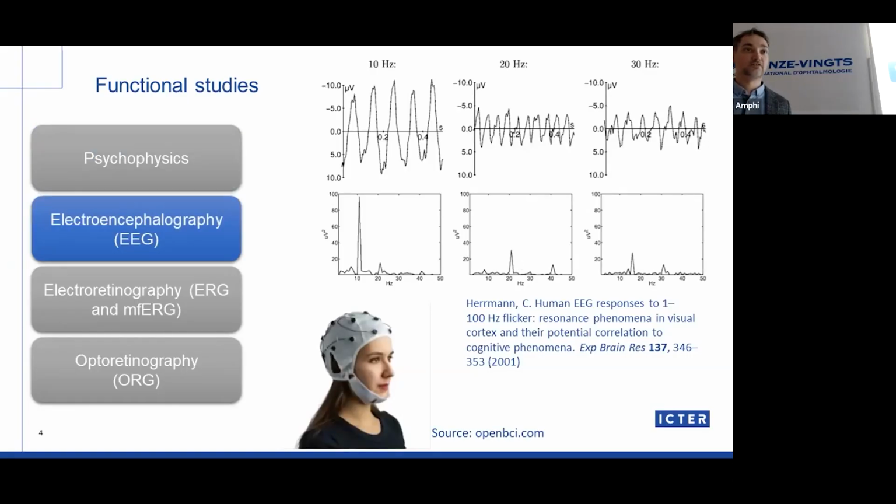And here electrodes are mounted around the subject's head, and for example, the person observes the flicker and the amplitude of the signal is detected. So here is an example from literature. We have different frequencies of the stimulus and different responses at these different frequencies, and amplitude decreases with increase of the frequency.